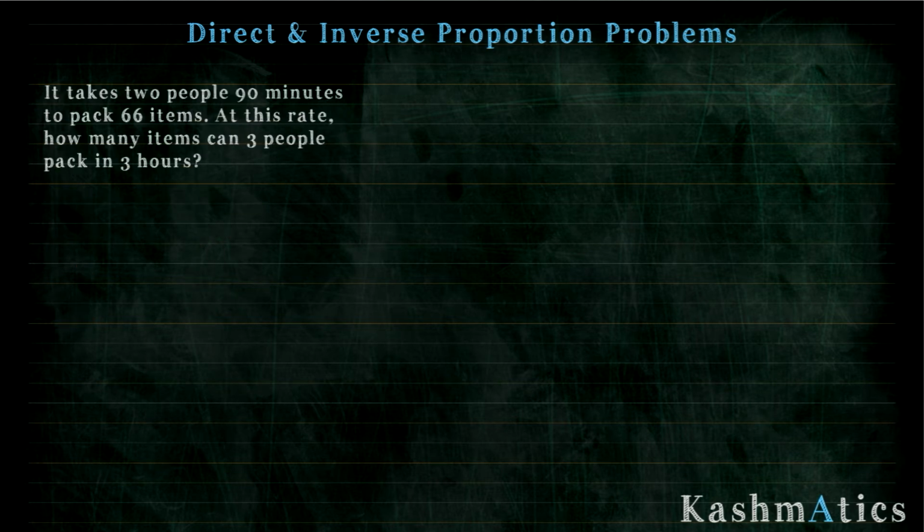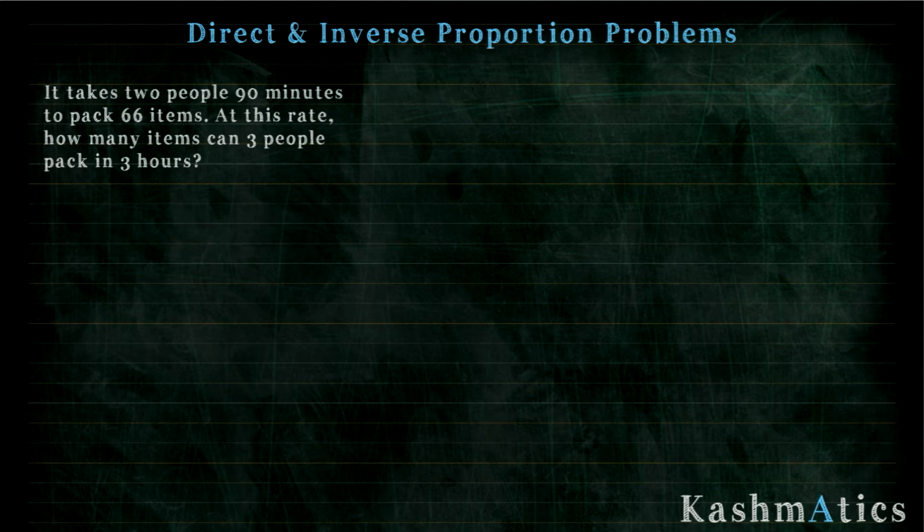So let's take a look at this problem. It says it takes 2 people 90 minutes to pack 66 items. At this rate, how many items can 3 people pack in 3 hours? Now, if you want to have a go at this question, please pause the video and give it a go. Otherwise, carry on watching and I'll go through the answer.